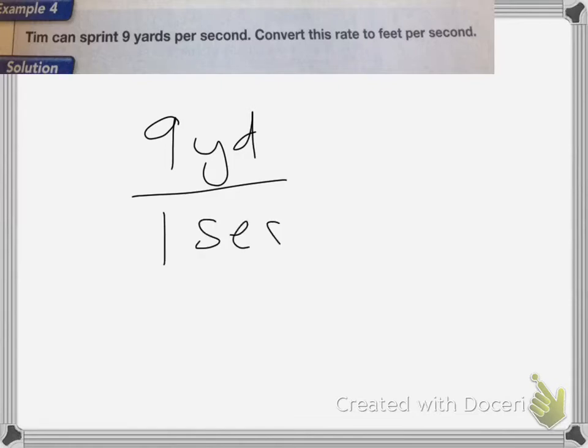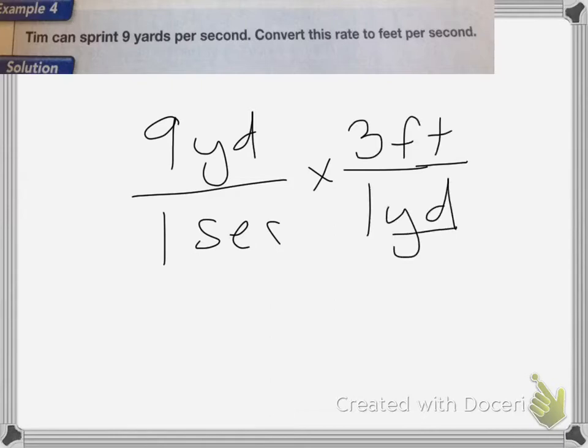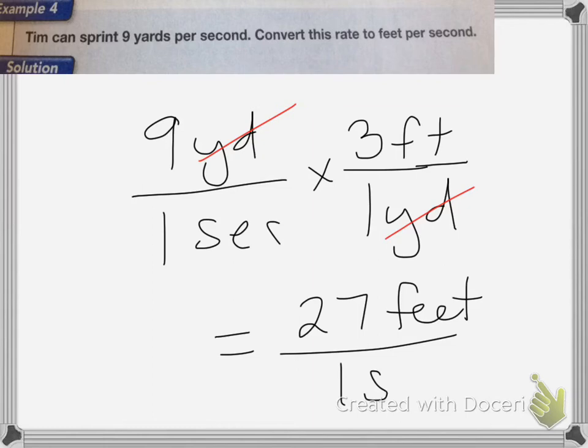To convert yards to feet, we multiply by a unit multiplier that has yards and feet in it that cancels out the yards. So remember, 3 feet equals 1 yard. So my unit multiplier is going to be 3 feet over 1 yard, because remember, the yard needs to cancel. So yards and yards cancel. I end up with 9 over 1 second times 3 feet. So that equals 27 feet per second. And that's it for this lesson.